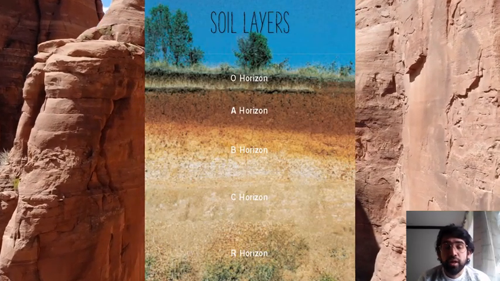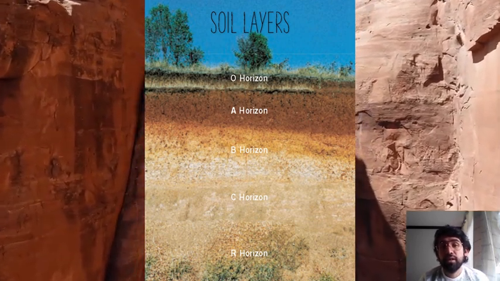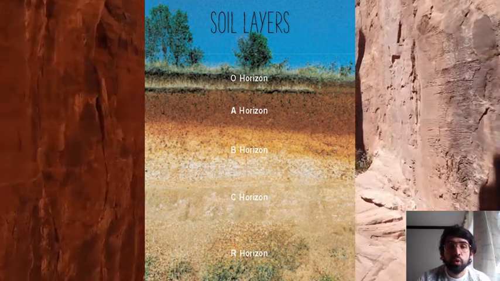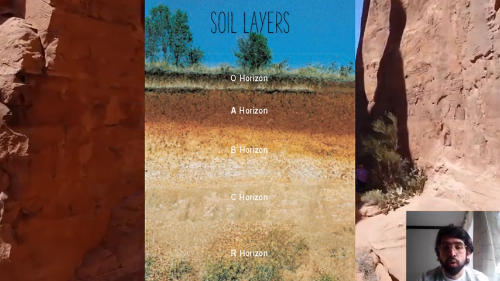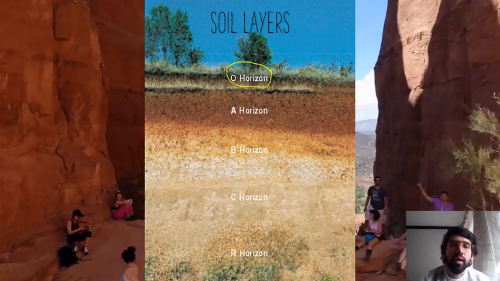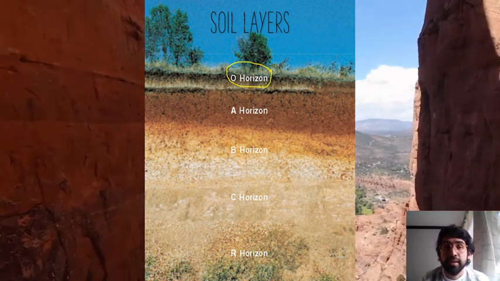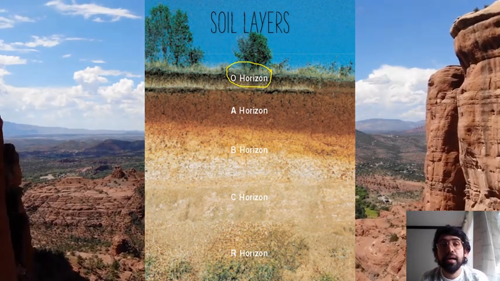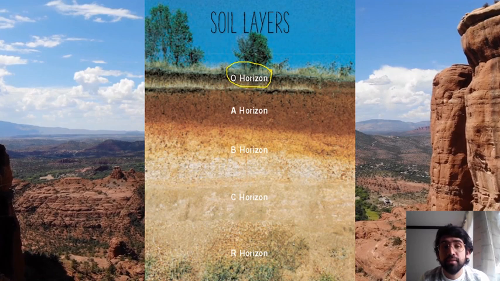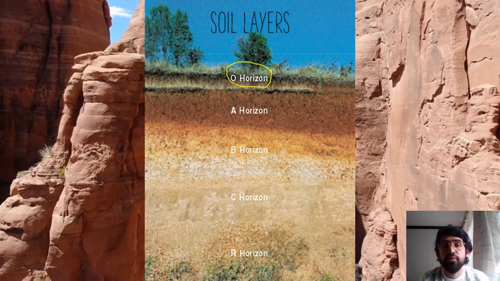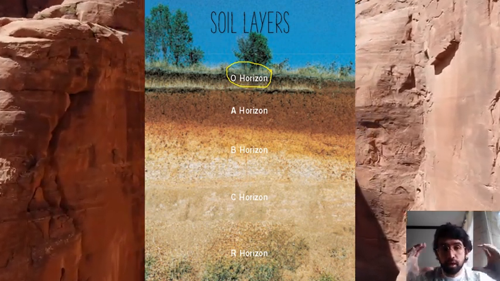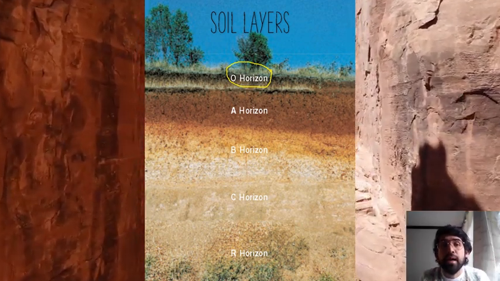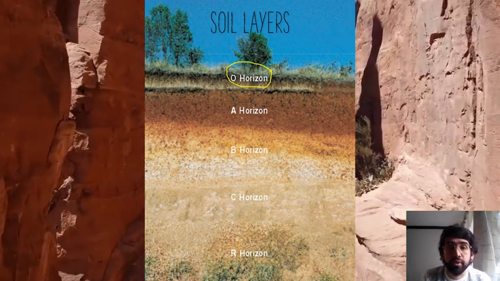So let's talk right now about the soil layers. The soil layers are split or divided into horizons. So the first one being the O horizon. Okay, and this O horizon is the top layer of the soil. It is also called the topsoil, and it is dark brown and mostly consists of organic material. In this horizon, plant and animal waste accumulates and decomposes, forming what we call humus.